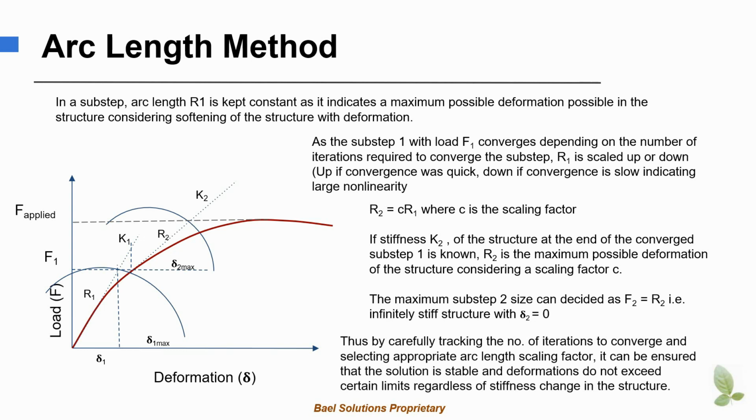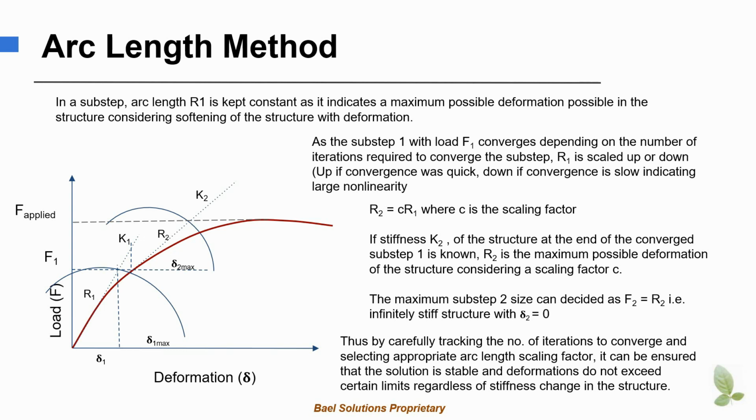Thus, by carefully tracking the number of iterations required to converge the substep, and selecting an appropriate arc length scaling factor, it can be ensured that the solution is stable, and deformations do not exceed certain limits, regardless of stiffness change in the structure. Even for structures with stiffness close to 0, the solution can progress by incrementing the deformations by the arc length distance. This is the maximum possible deformation a structure can have with a given load application.